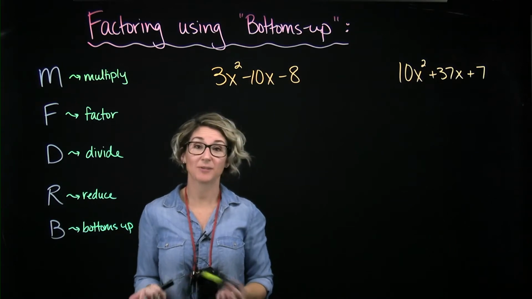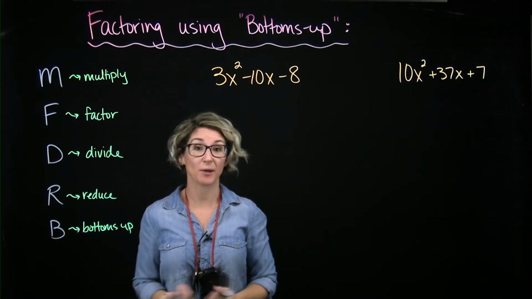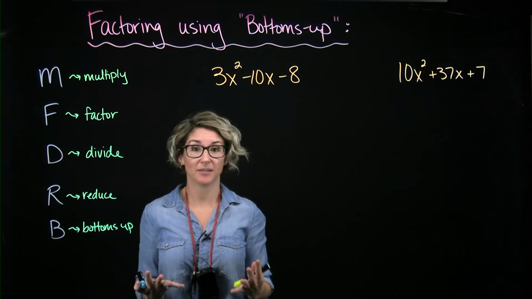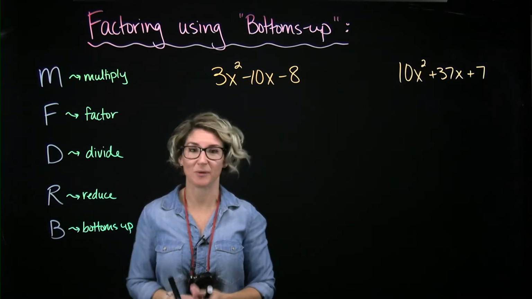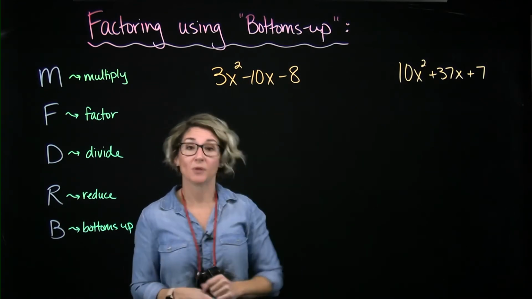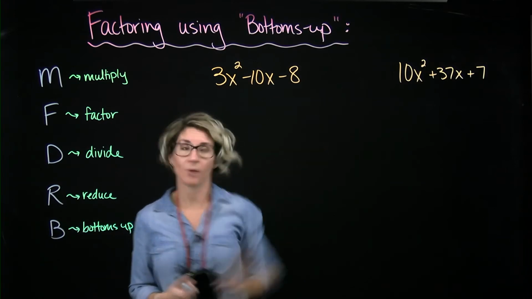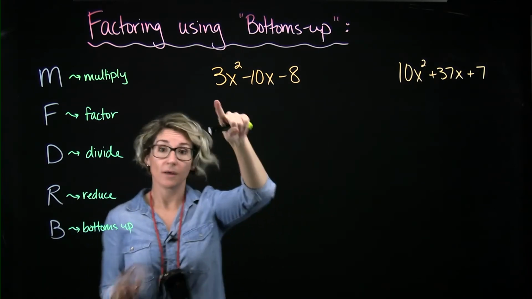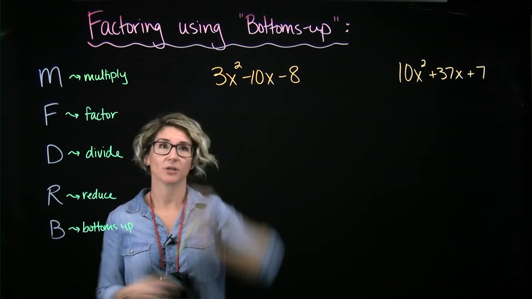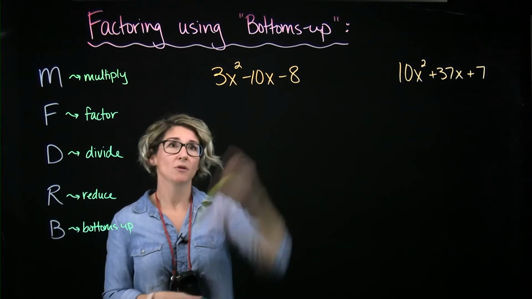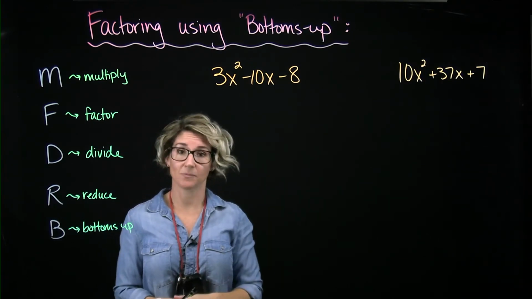Hi, in this video we're going to talk about factoring using a technique called bottoms up. There's lots of techniques to use for these types of problems. This is just one of them. Bottoms up is used when you have a trinomial, a three-term polynomial, with a number in the front other than 1, a leading coefficient other than 1. For example, 3x squared minus 10x minus 8.